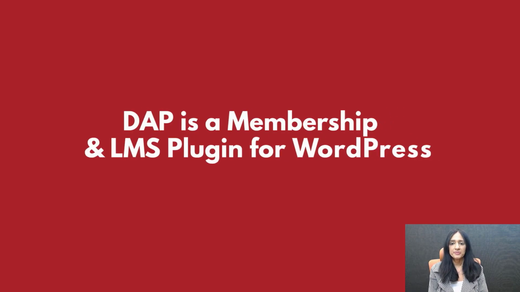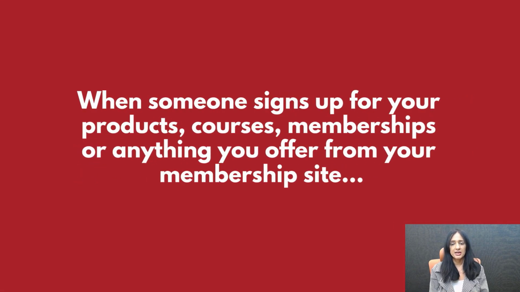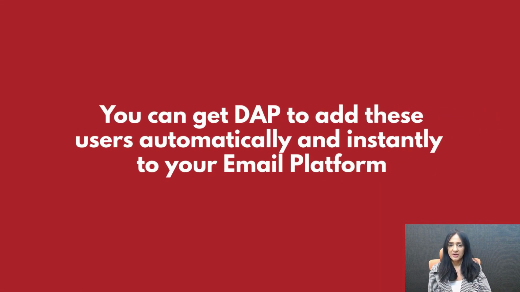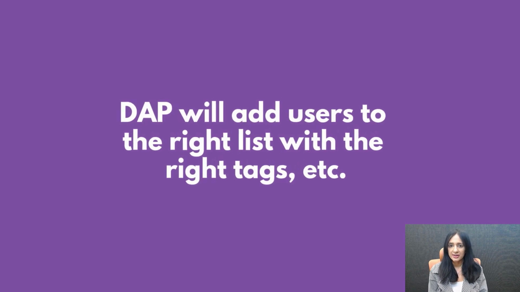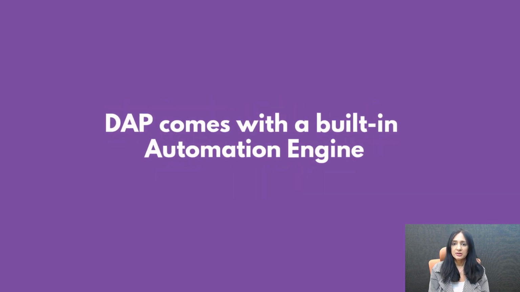Now, DAP is a membership and LMS plugin for WordPress. When someone subscribes to your products, your courses, your memberships, or whatever you offer from your membership site, you can get DAP to add these users to your email platform, to the right list, with the right tag, and all that stuff. DAP comes with a built-in automation engine.